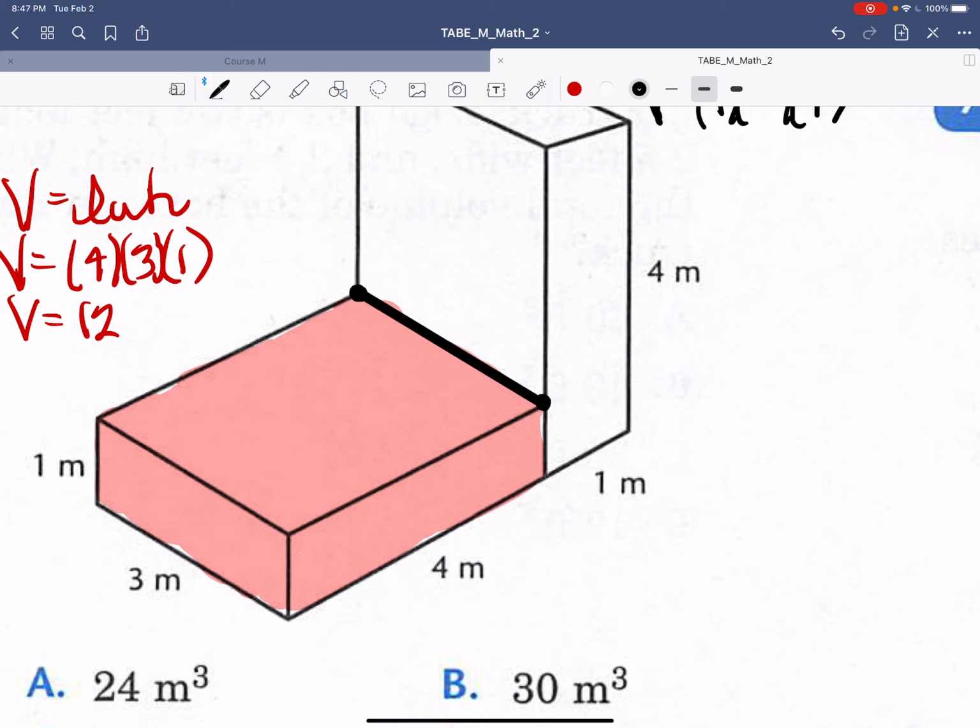So this one is also 12 cubic meters. And if you combine the two, 12 and 12, make 24 cubic meters for this volume. So number 3 is A. Number 4.